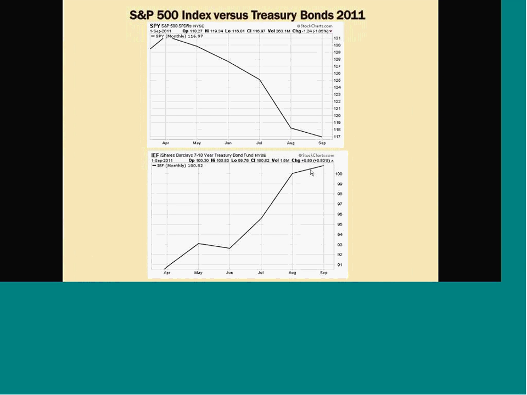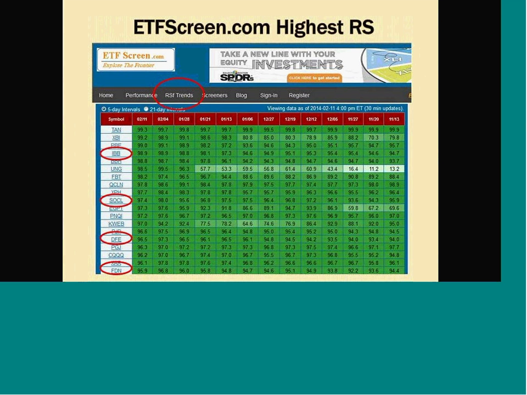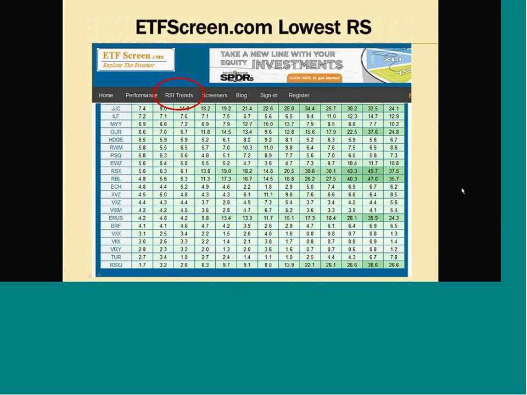So this is a great website to start, etfscreen.com. And what this does is it lists the ETFs based on their relative strength over the past year. And you can see the top ETF here has a relative strength of 99.3. So that's the top ETF, and then it goes down from there, 99.2, 98.8, et cetera. So if you go to the bottom of this screen, you can see the ETFs with the lowest relative strength. This one has 7.4, 5.8, 1.7.